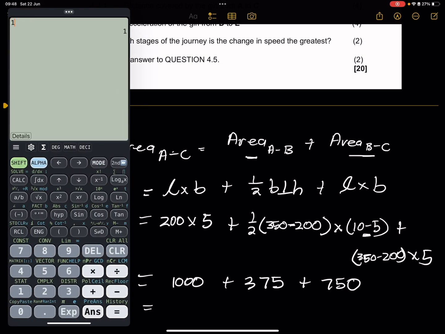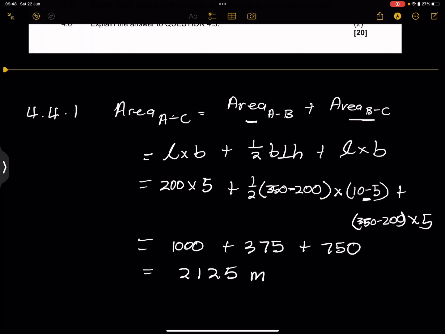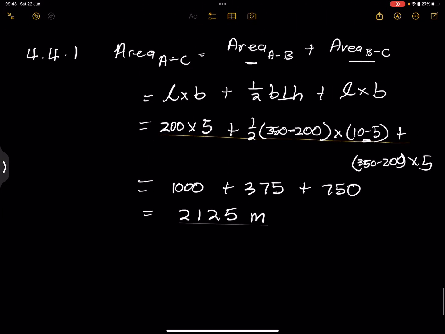Okay, that's 1,000 plus 375 plus 750. This gives me 2,125. And remember, we are dealing with distance covered between A to C. So that would have been in meters.